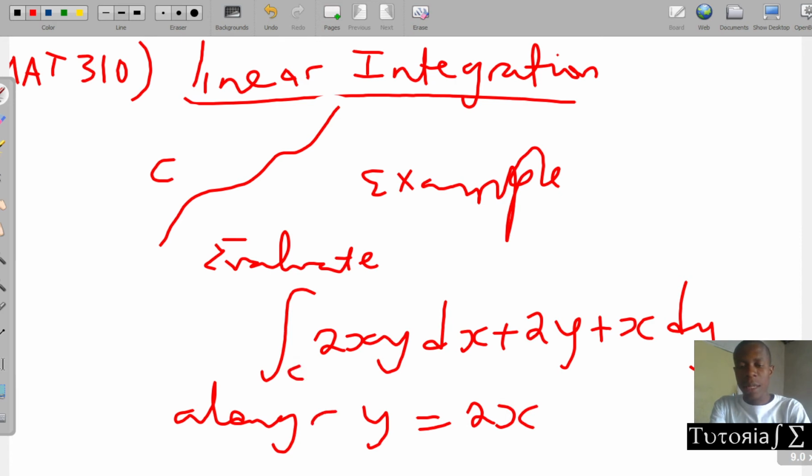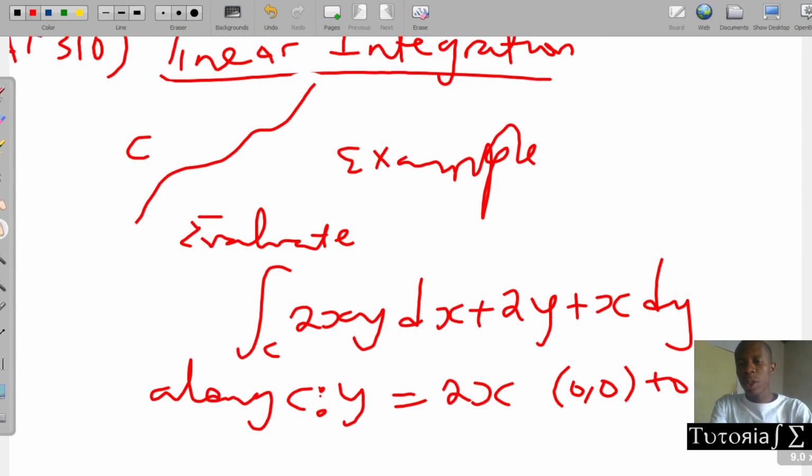Where the curve C is the line y equals 2x. Whatever letter you see there is just representing the curve we are integrating on, and we are integrating from (0, 0) to (1, 2). So let's evaluate that.